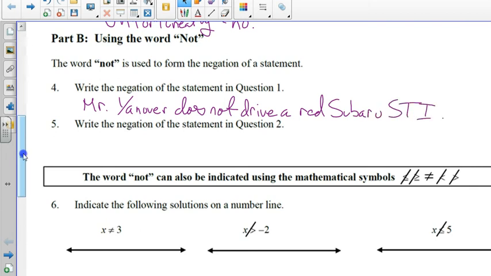Write the negation of the statement in question 2. Mr. Yanover is not female. No, isn't it? I don't think that's what you're answering. No, the negation of the what?